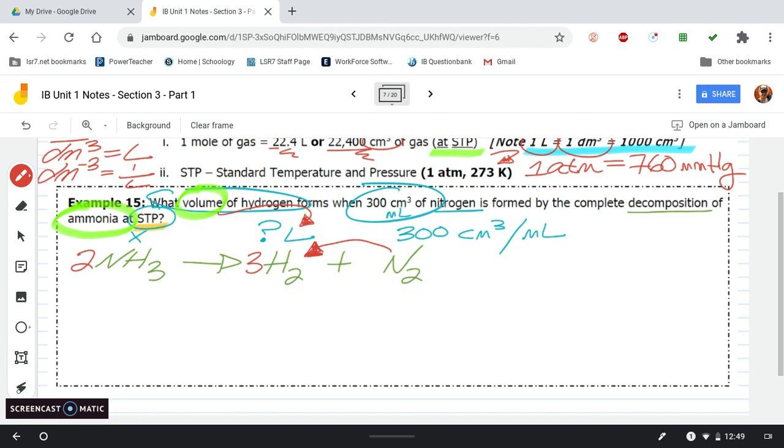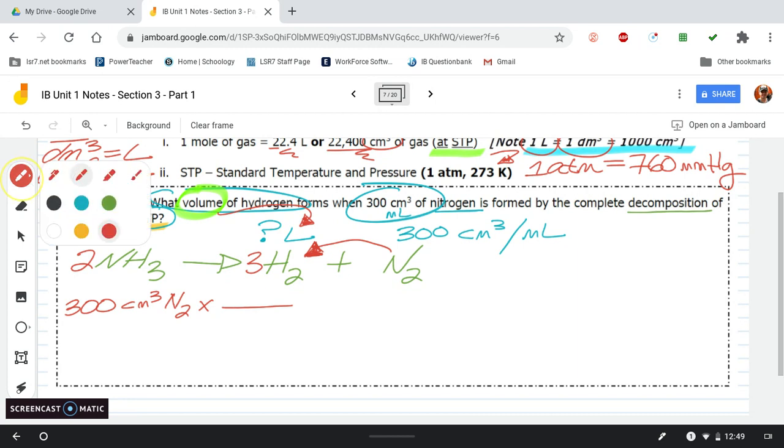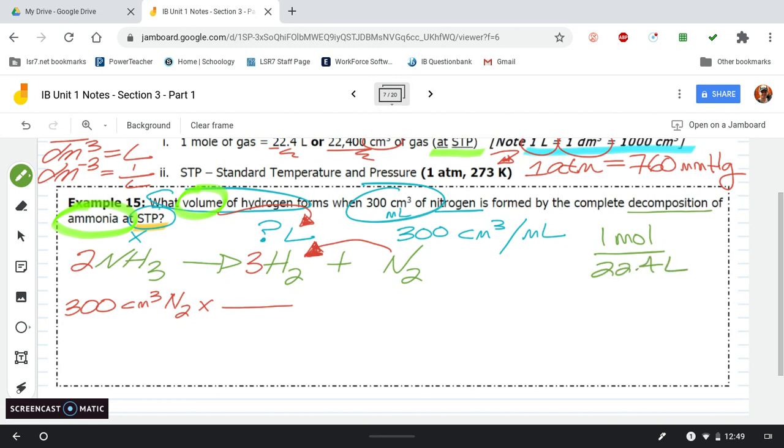So our goal will be to take the volume, the only number they give us, so we're going to write that down. So 300 centimeters cubed of the nitrogen, and we need to turn it into moles. Okay, so the best way to do this is to recognize that we can use the 22.4, and so we want to use this conversion factor, which is 1 mole is the same as 22.4 liters. So we want to use that. That's the STP conversion factor.